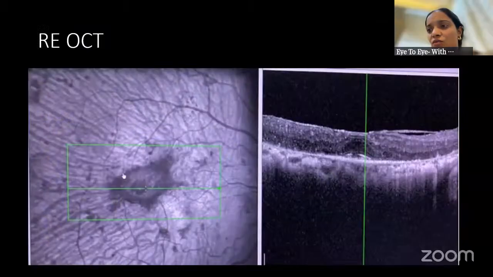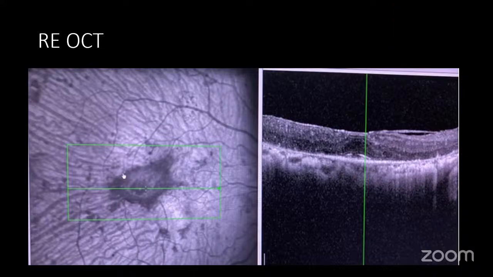Okay, this is the OCT. What is there at the vitreomacular interface? There is a hyperreflective layer at the vitreomacular interface, which corroborates our clinical finding of epiretinal membrane. There is loss of foveal contour, which makes it a grade 2 epiretinal membrane.